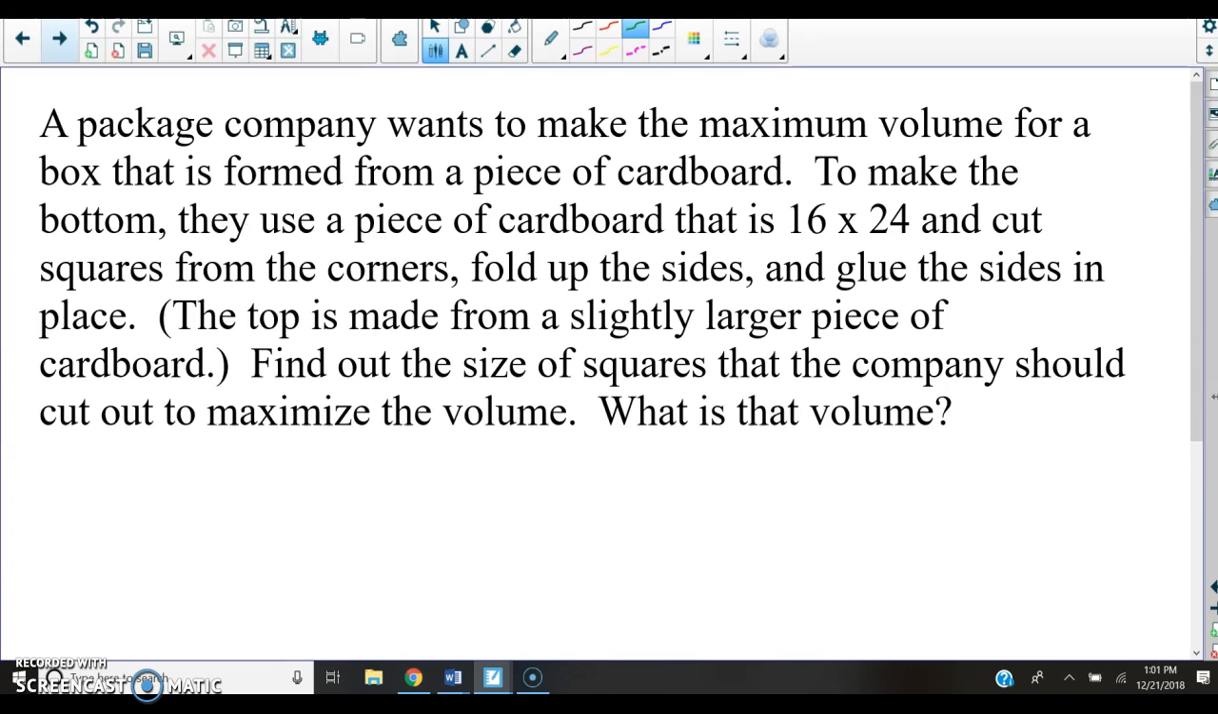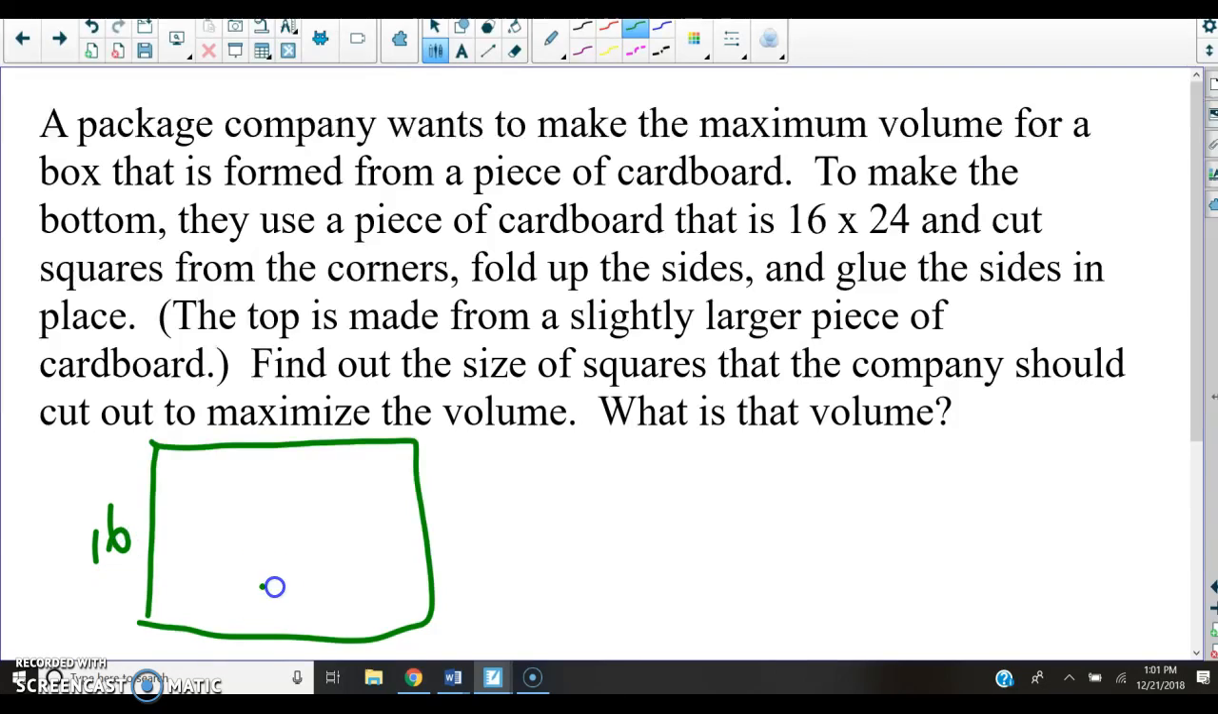Okay, what do you think about this problem? A package company wants to make the maximum volume for a box that's formed from a piece of cardboard. To make the bottom, they use a piece of cardboard that is 16 by 24. So originally it's 16 by 24. And then they are cutting corners out. So let's cut the corners out. And they're all the same size, so we're going to call them all X.